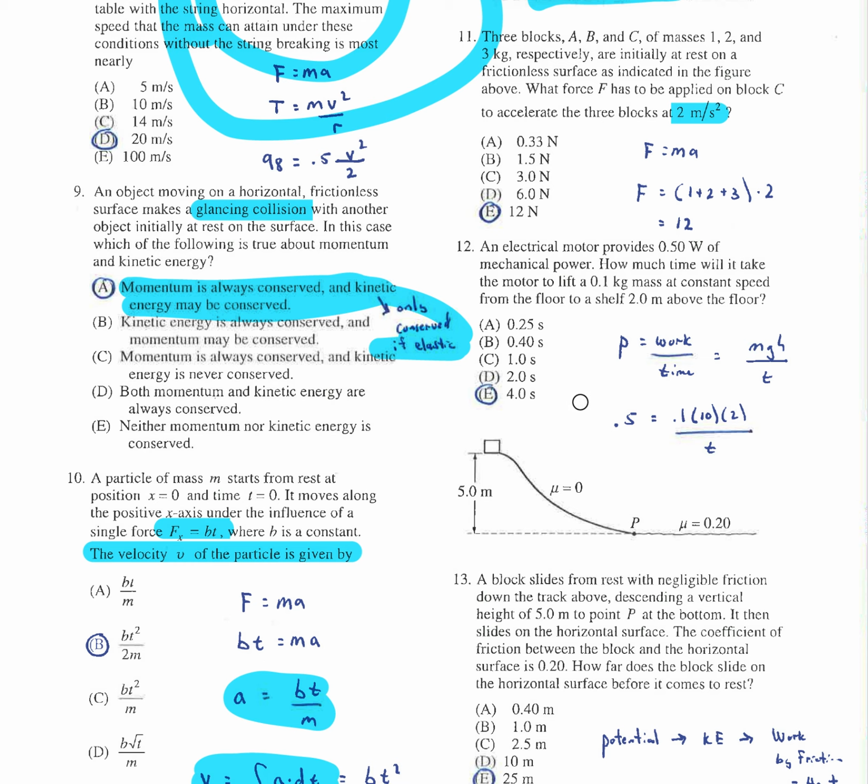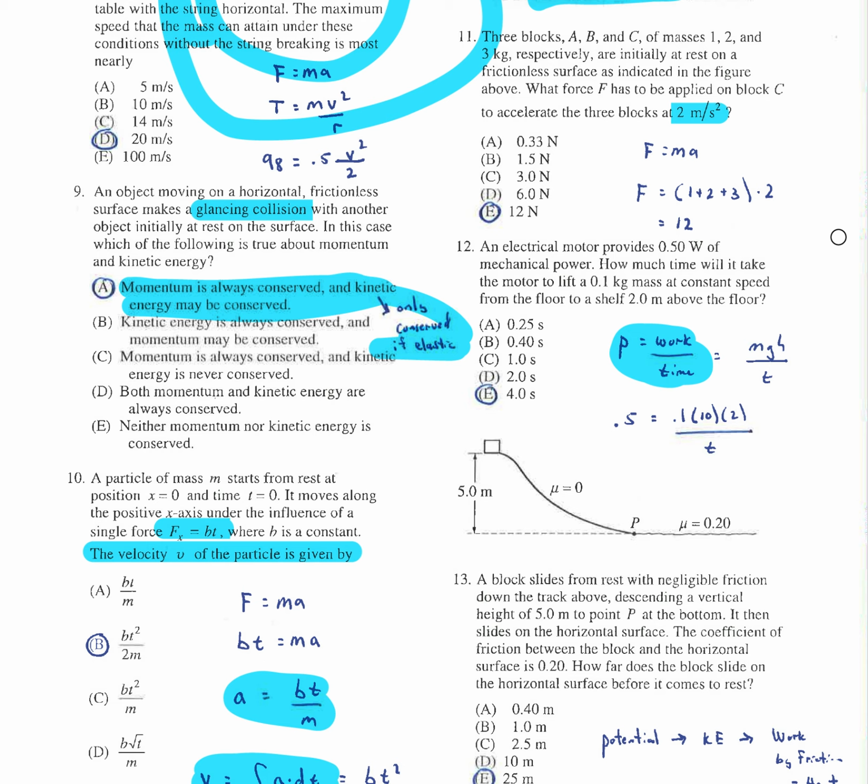All right, an electrical motor provides 0.5 watts of mechanical power. Remember, watts is the unit of power. Watts is joules per second, and they want to know the time. And so the first thing you probably write down is that power is work over time. Again, power is work over time, and work can be lots of things.